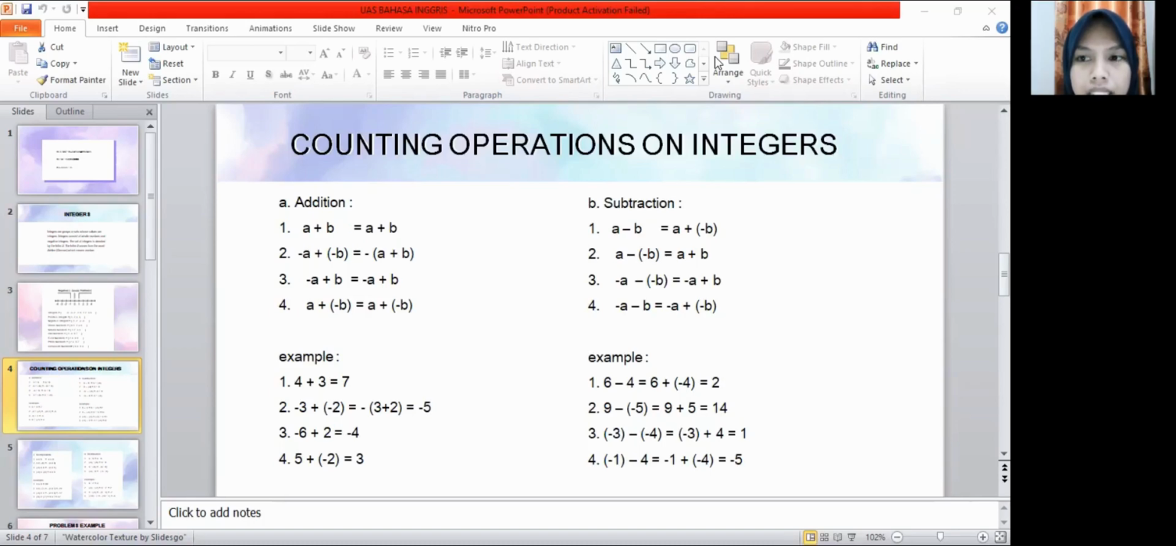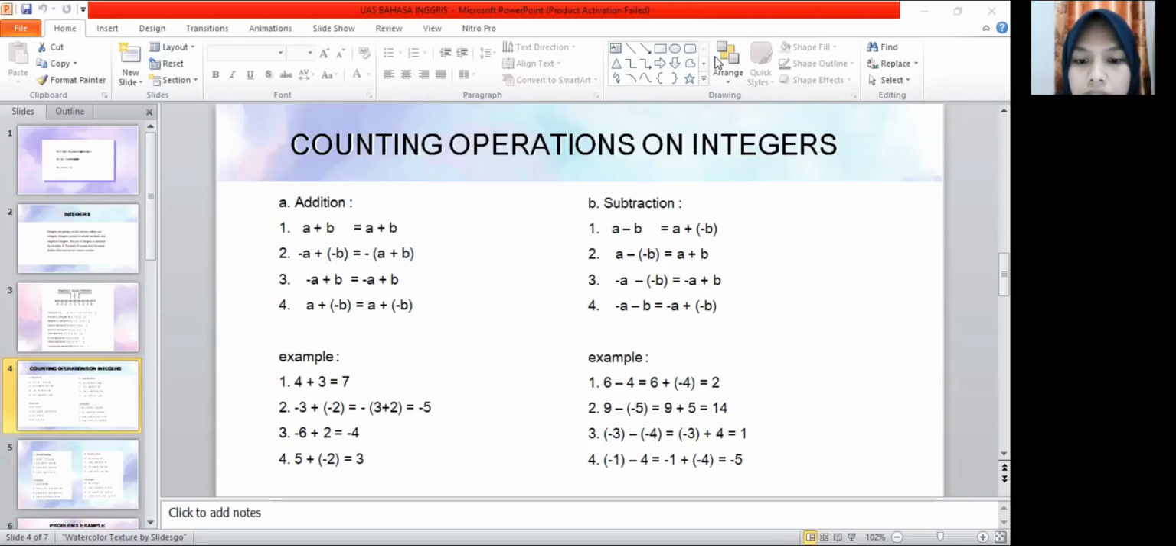For example, number 1, 4 plus 3 equals 7. Number 2, negative 3 plus negative 2 equals negative 3 plus 2 equals negative 5. Number 3, negative 6 plus 2 equals negative 4. And the last, number 4, 5 plus negative 2 equals 3. B.